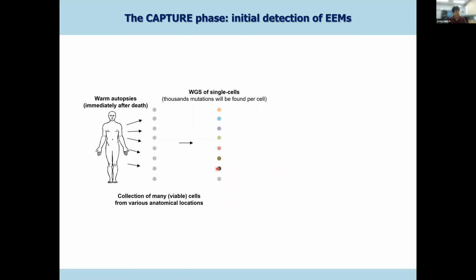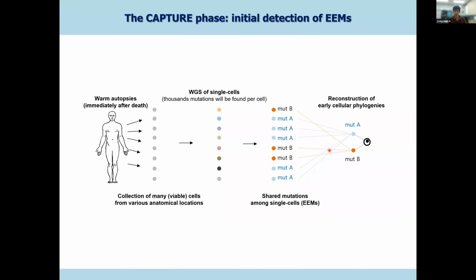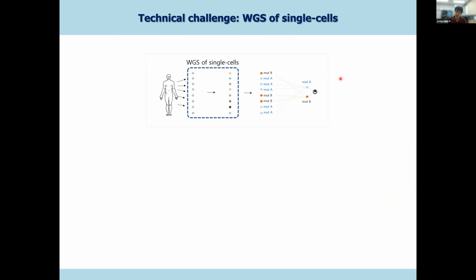If the mutations are acquired early in embryogenesis, those mutations should be shared by multiple cells. So when we analyze the thousands of mutations from each single cell, some mutations will be shared by multiple cells. Let's say those 5 cells share mutation A, and those 3 cells share mutation B. Then we can reconstruct the early cellular phylogenies using somatic mutations. Those 5 clones are progeny from this lineage, and those 3 clones are the progeny from this lineage. So this is the very brief concept of the capture phase, or how we detect early embryonic mutations. But there is a technical challenge.